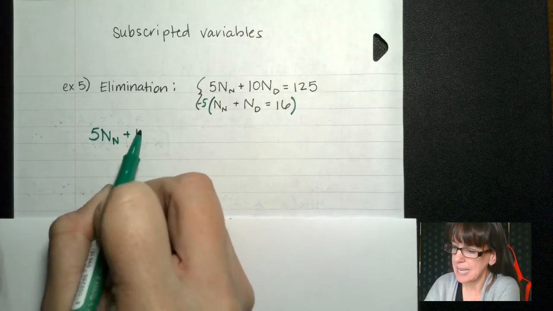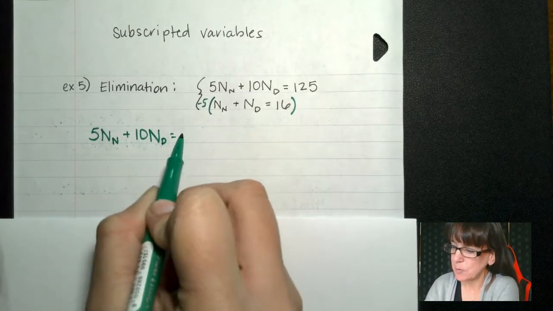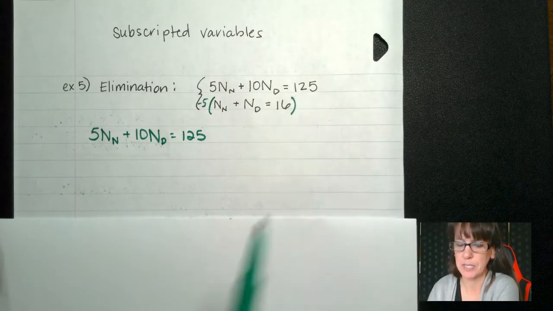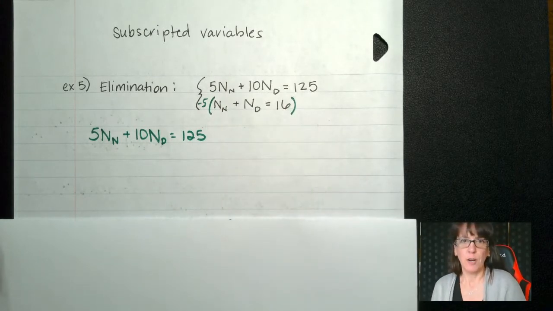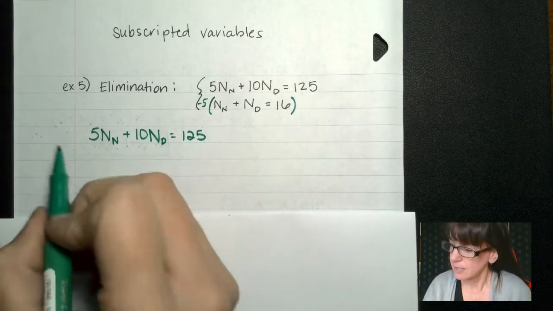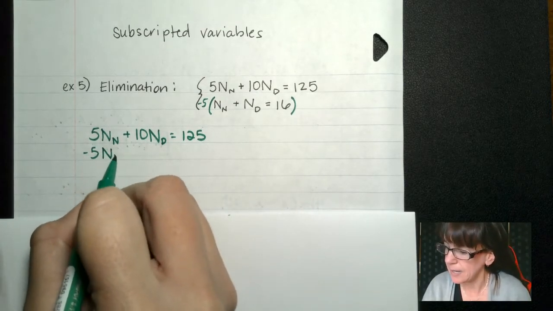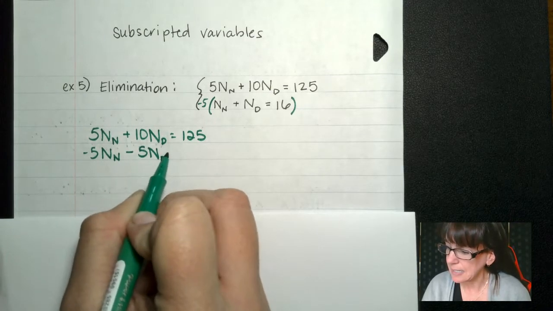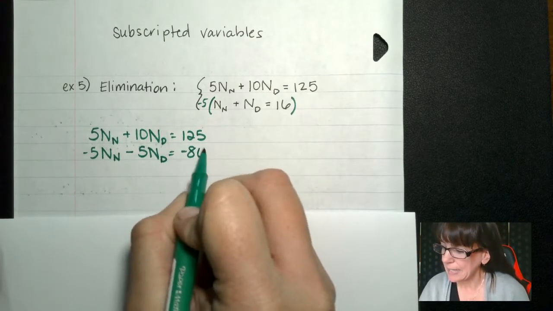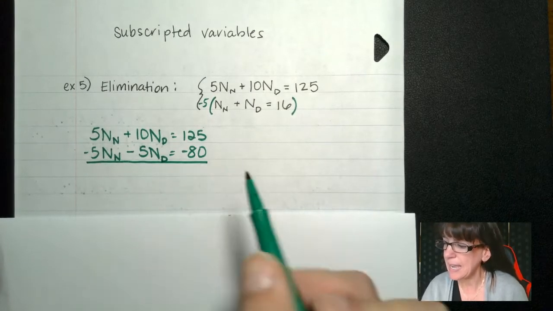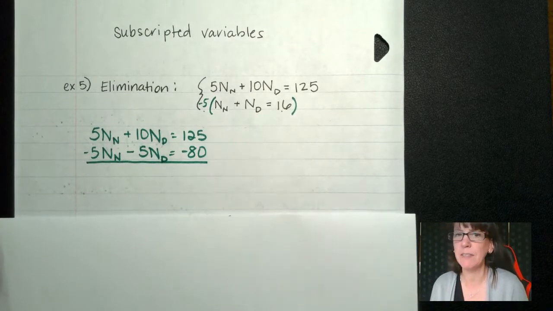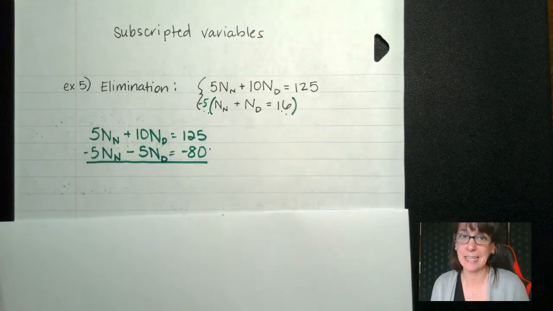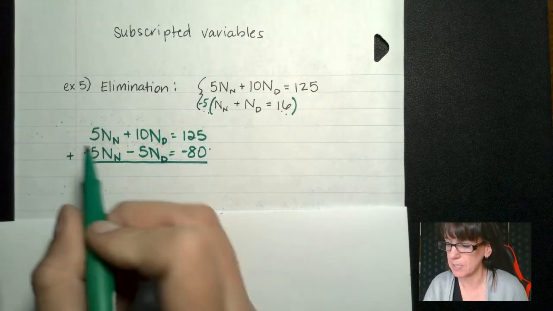5nn plus 10nd equals 125. That's just the top one. Now I'm going to take this negative 5 and distribute it to all 3 chunks here. So I've got negative 5nn minus 5nd equals negative 80. In my head, what I did is 16 times 5, cut this in half, 8, double this, get 10. 8 times 10 is 80. So that's just some way of thinking about mental math.